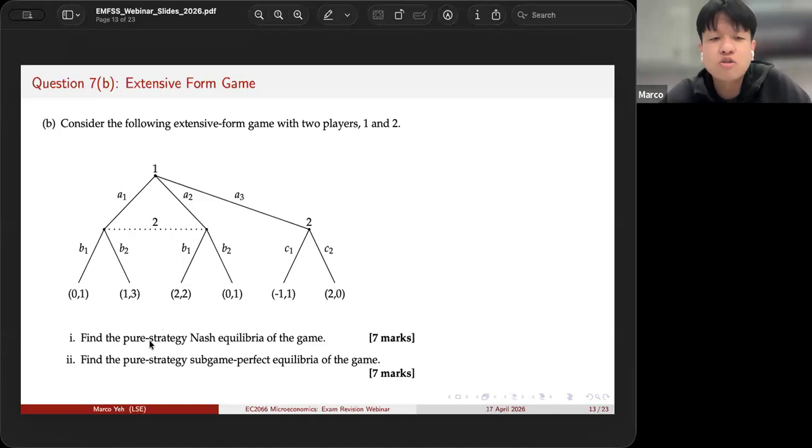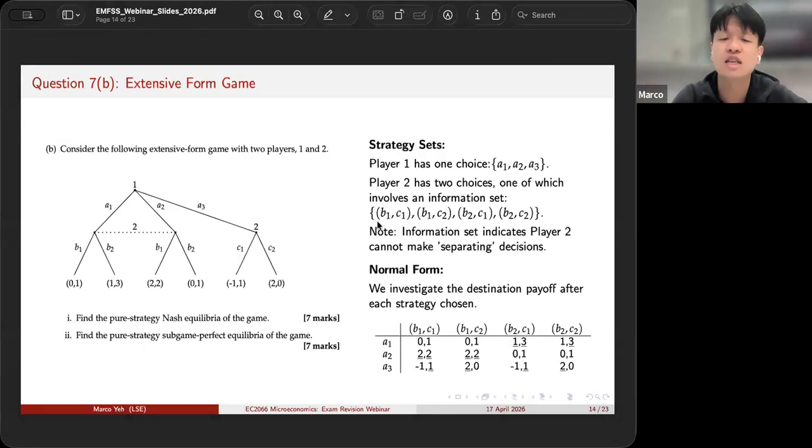So the question is asking you to find a pure Nash equilibrium and a pure strategy subgame perfect Nash equilibrium of this game. Let's focus on the pure Nash equilibrium first. If I want to find a pure Nash equilibrium for the extensive form, the easiest way, and the most recommended way from me for the exam purpose, is to transform the extensive form back to the normal form.